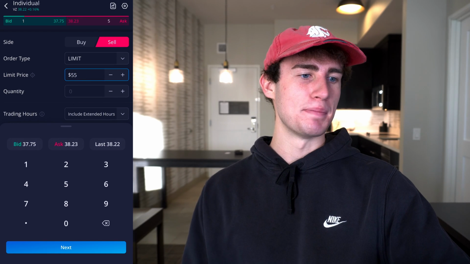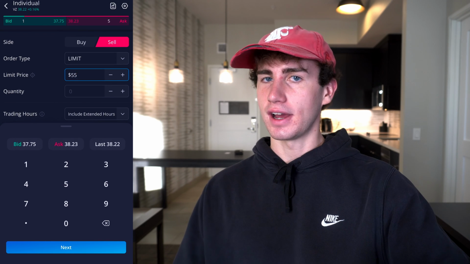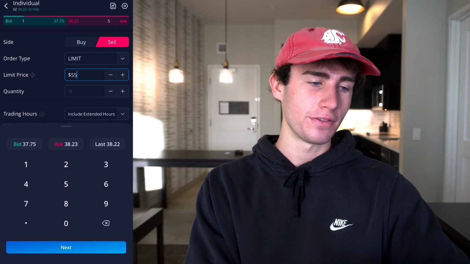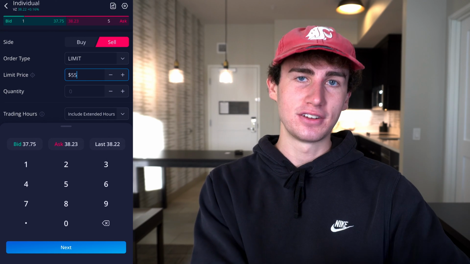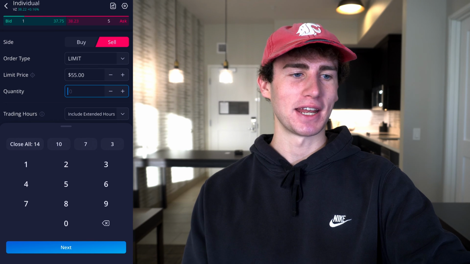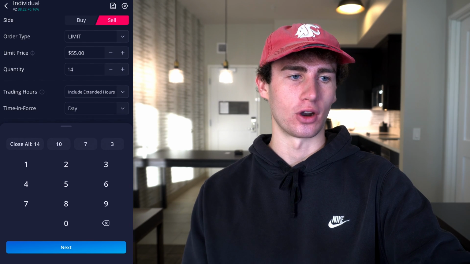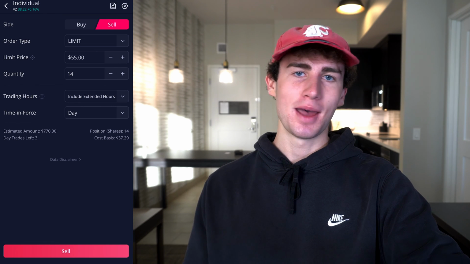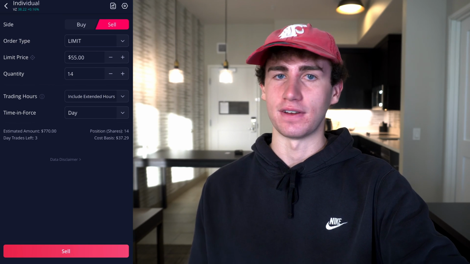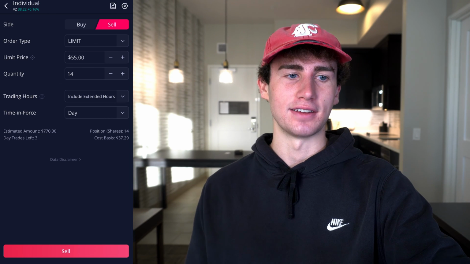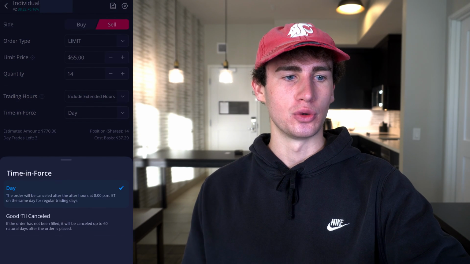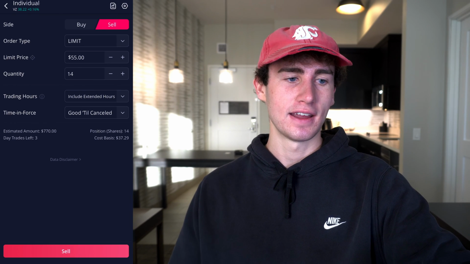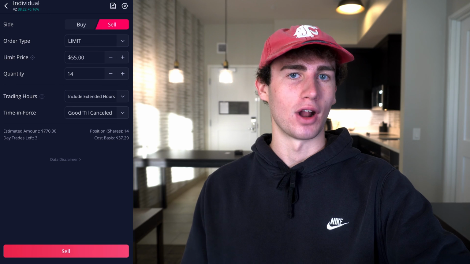And then again, you'll see the bid and ask prices. But on the sell side, you'll want to pay attention to the bid price because our limit order will not fill until the bid price reaches the limit we set. For quantity, I'm going to hit close all so all my shares are added. And then for trading hours, I'm going to include extended hours here because I don't expect Verizon to hit $55 per share anytime soon. Time in force, I'll do good until canceled because again, I don't expect it to fill in after hours today, so we'll have that open and fillable for up to 60 days.